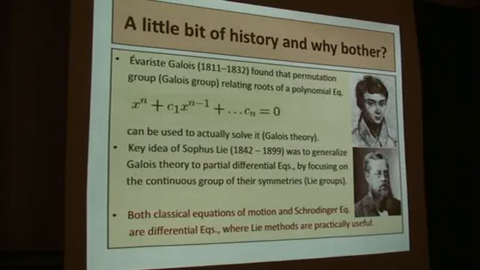The motivation for us to look into this particular theory of Lie groups and Lie algebras is that both classical equations of motion, let's say Newton's equations or Bloch equations for the spin, and the Schrödinger equation are certainly differential equations, where methods of Lie theory can be very useful.